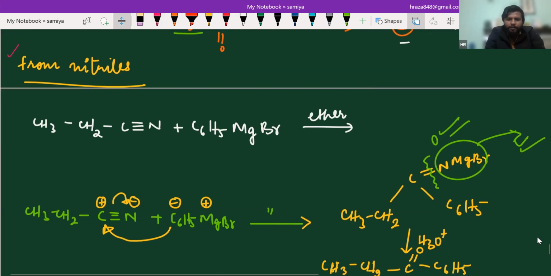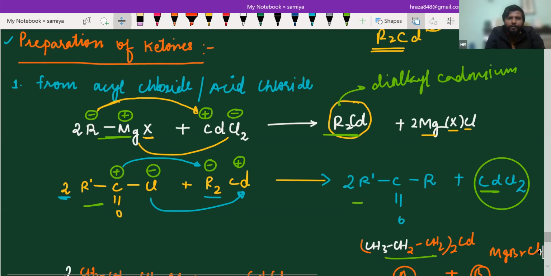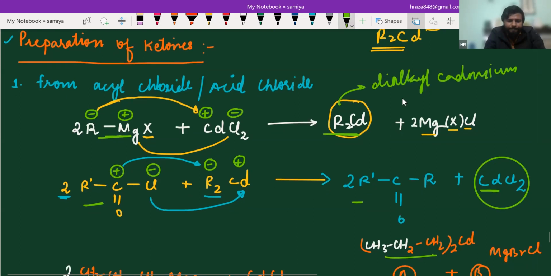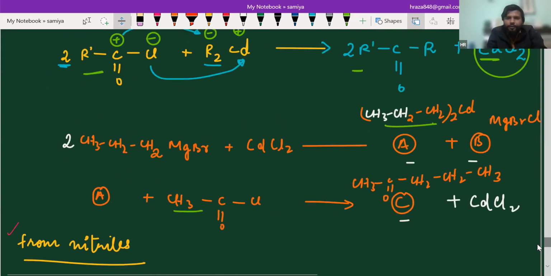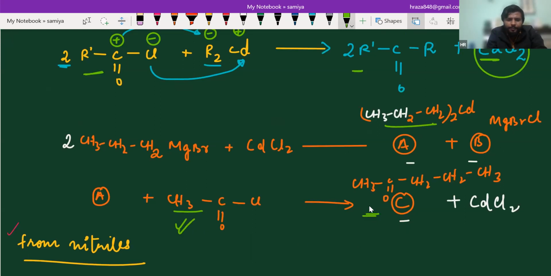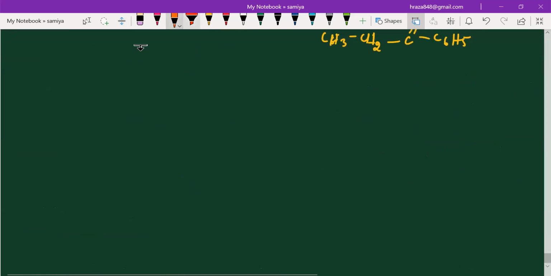Take a screenshot of this also. We just started from here, preparation of ketone. Yes, sir. Okay, take a screenshot up to this. This is the main. Yes, sir. Done.